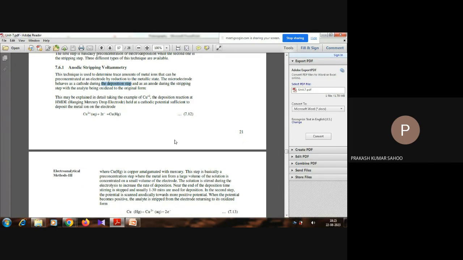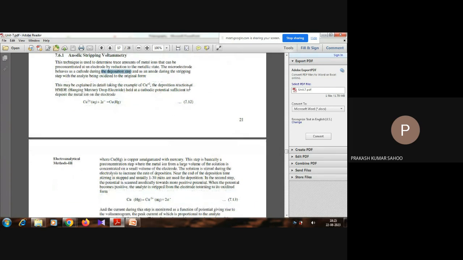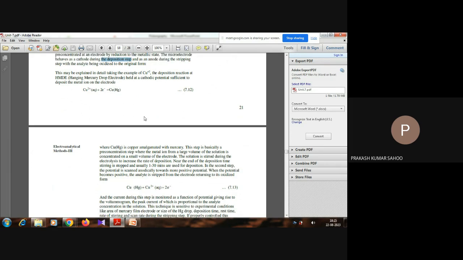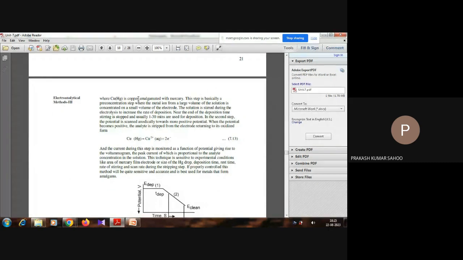For example, when copper 2 plus gets deposited on a hanging mercury electrode, the cell reaction will be like this: copper in aqueous medium gains 2 electrons to give copper, which is deposited on the mercury electrode. This is the working electrode or the cathodic part. Then this copper and mercury form an amalgam. That means copper is amalgamated with mercury. This step is basically the pre-concentration step, and in the next step stripping will take place.